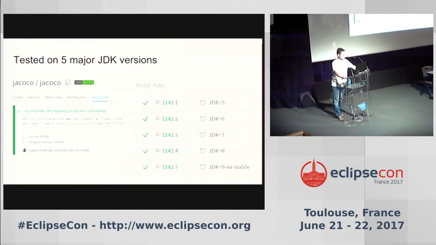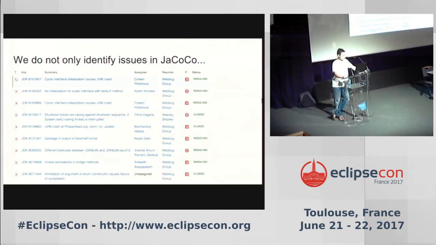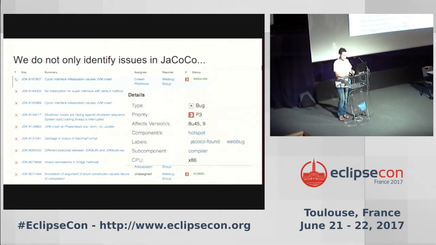This library, JaCoCo, is tested on 5 major JDK versions to be sure that it covers the needs of any user, from users of JDK 5 up to JDK 8 and nowadays JDK 9. Thanks to this testing, we do not only identify issues in the library, we also find issues in the JDK itself. We even have a special tag in the bug tracker, "jacoco-found". Apparently, we are in the top 5 contributors of bugs, along with Apache Tomcat, IntelliJ IDE, and so on.